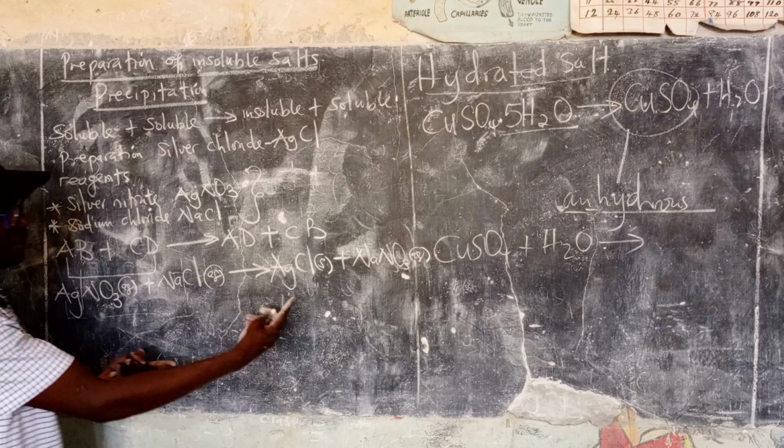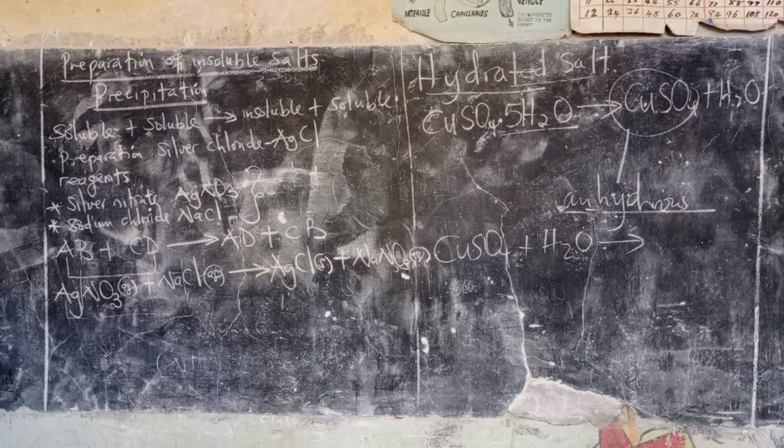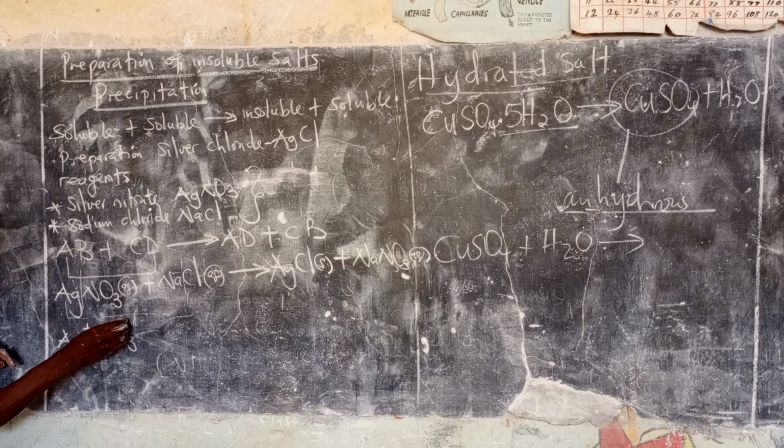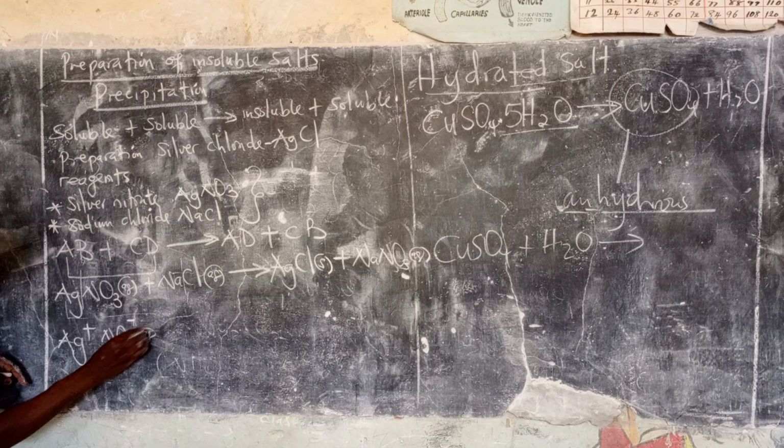So this is the equation here. It is already balanced. Then after that, we can come up with an ionic equation. In the ionic equation, we're going to have silver, which is aqueous, so it will be Ag plus, then NO3 minus, which is still aqueous.